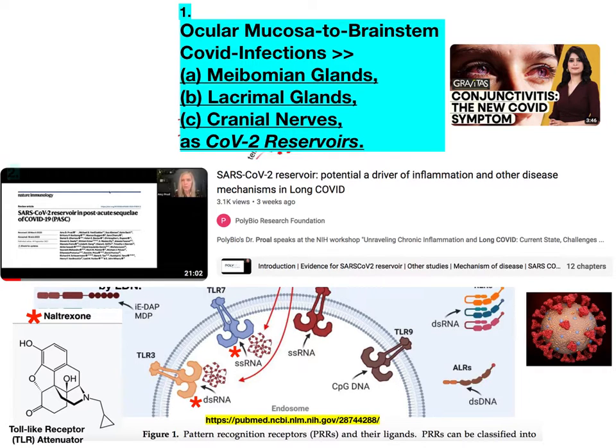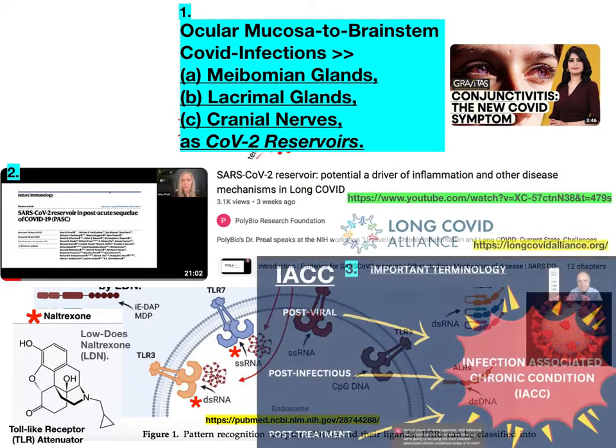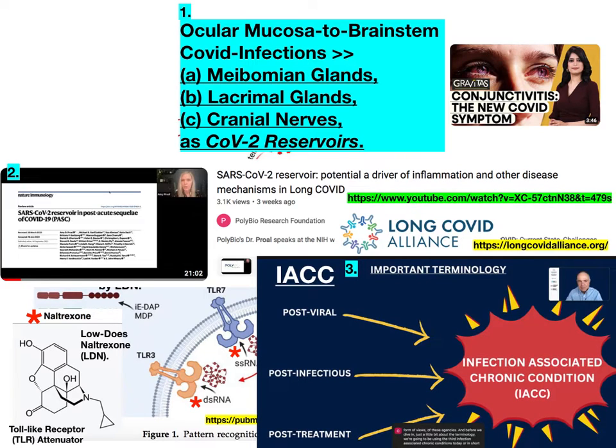It is an open question how long these infections last. It is very possible that in long COVID patients, one or more of these compartments maintains persistent SARS-CoV-2 infections. And this connects to concept number 2, SARS-CoV-2 reservoirs: tissue reservoirs, glandular reservoirs. These are potential drivers of inflammation and other disease mechanisms in long COVID patients.